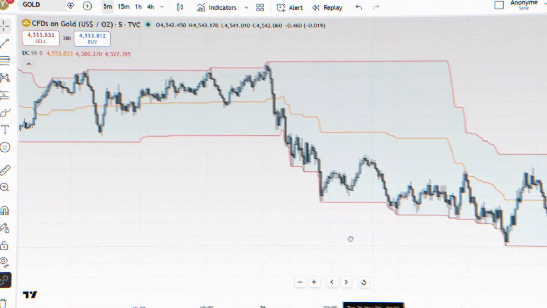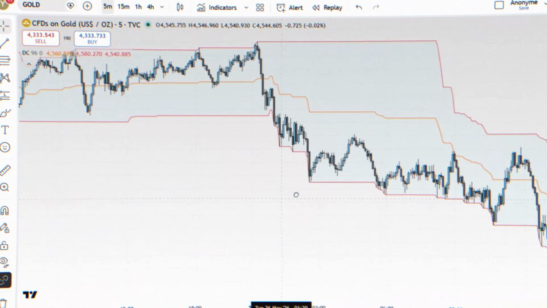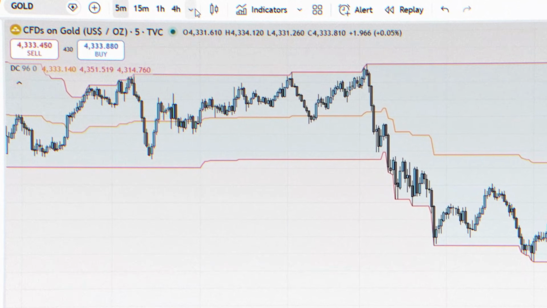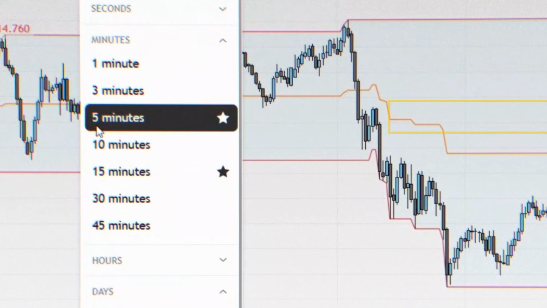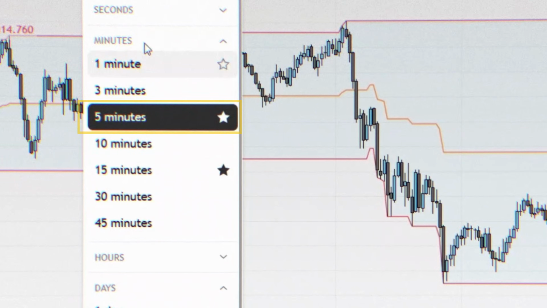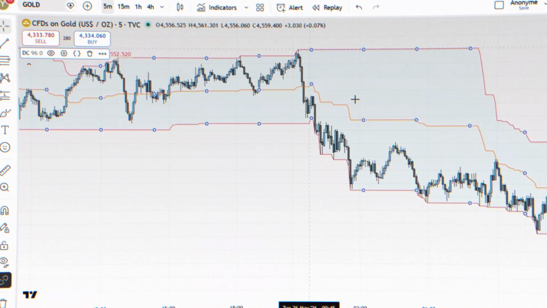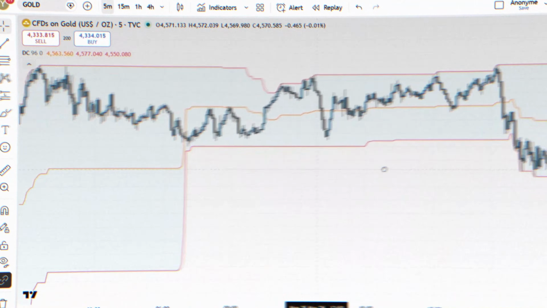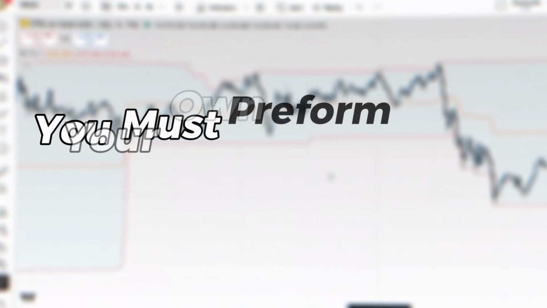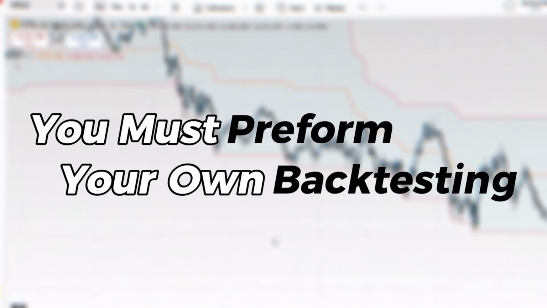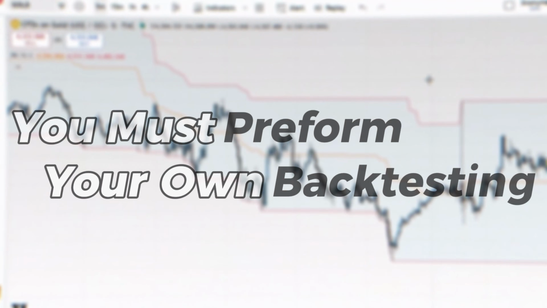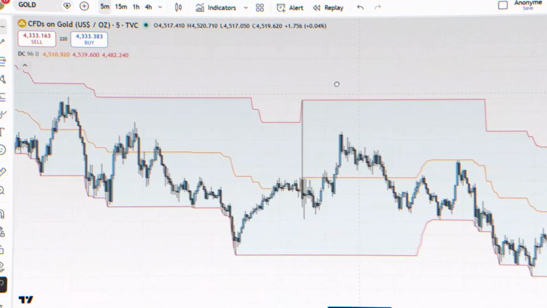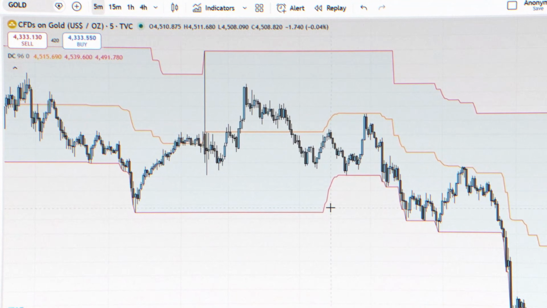Before we move forward, a crucial technical note. This exact indicator framework was specifically optimized for the 5-minute time frame. If you intend to deploy this on higher or lower time frames, you must perform your own backtesting to adjust the period values accordingly. When you look at the Donchian channels, you will see 3 distinct lines.